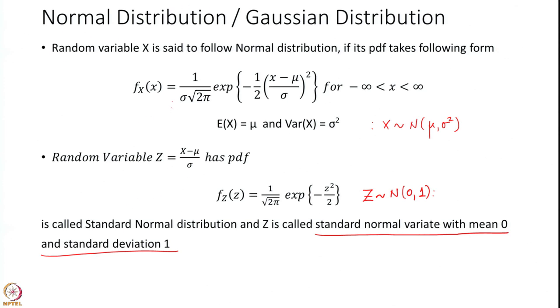So, let us review. This x, we say, follows a normal distribution if its PDF takes on this form, which has two parameters mu and sigma. Mu is its mean value and sigma square is its variance. If you take a transformed variable z, which is x minus mu divided by sigma, which we also call normalization, then it has a PDF of this nature. It is actually a standard normal variate with a mean value 0 and a variance of 1.